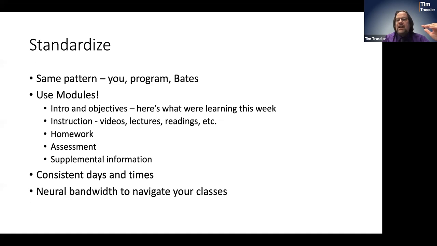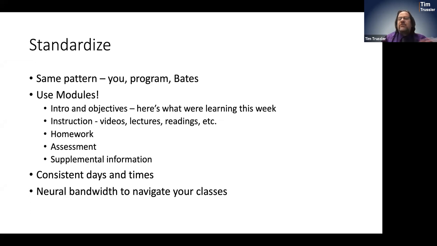The first thing I'm going to have is an introduction and the objectives. Here's what we're going to learn this week. Here's what you're going to be able to do by the end of these 5 days, or these 7 days, or this module. Then I put the instruction underneath that. Here's the videos. Here's the lectures. Here's the readings. Here's the websites. Underneath that, I put the homework for them to complete. Underneath that, I put the assessment, and then underneath that, I put the supplemental information.